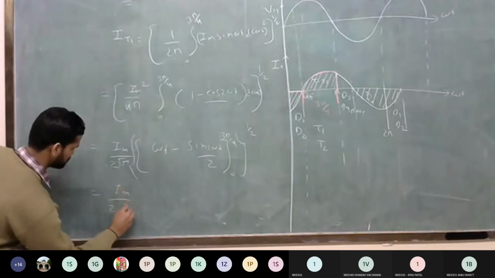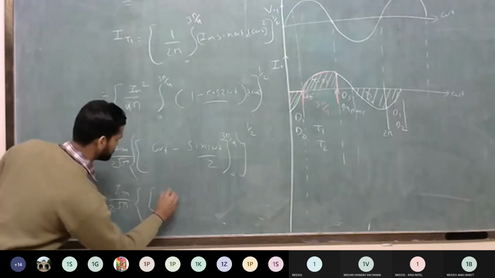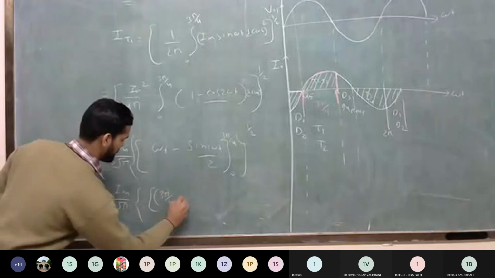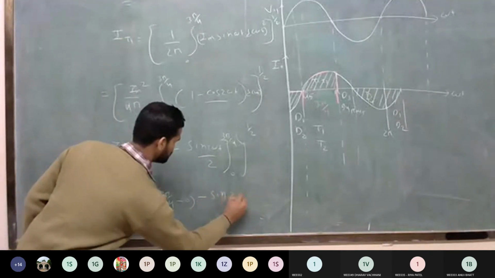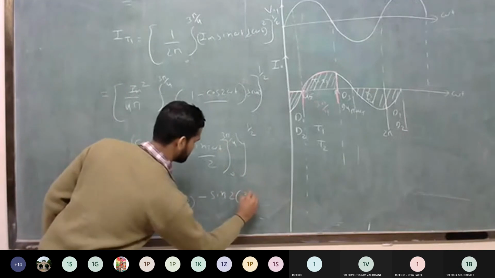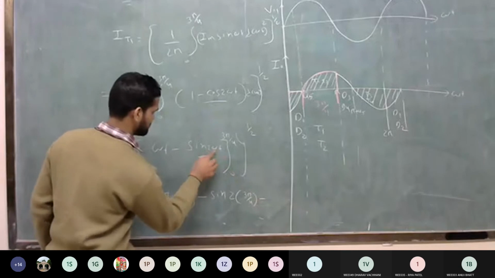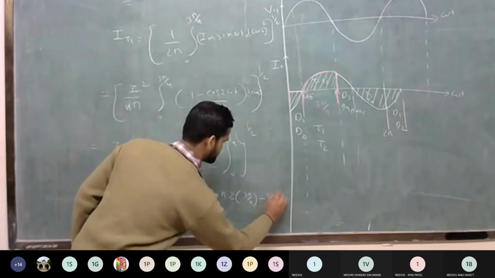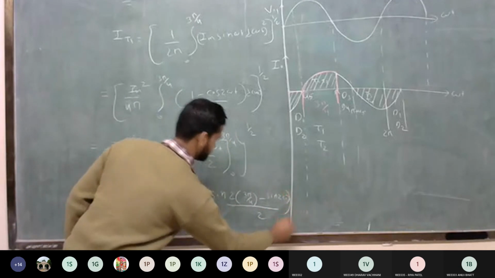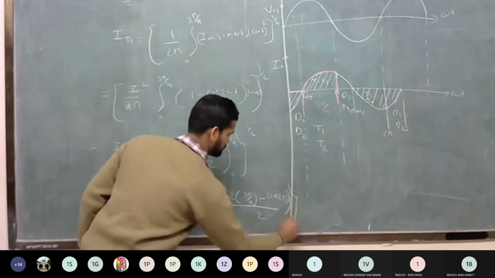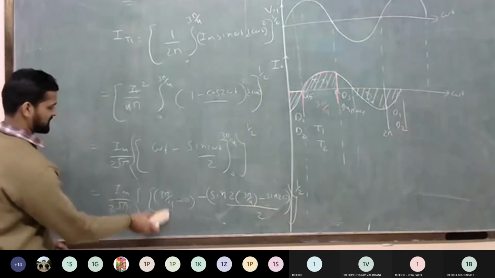Im divided by 2 square root of pi, times 3 pi by 4 minus 0, minus sin 2 omega t, is replaced by 3 pi by 4 minus 0. Replace omega t by 0, so sin 2 is 0, divided by 2, and the whole raised to 1 by 2. So the first term becomes 3 pi by 4.